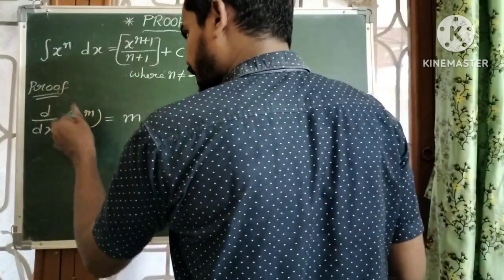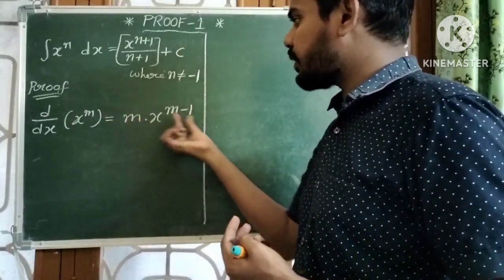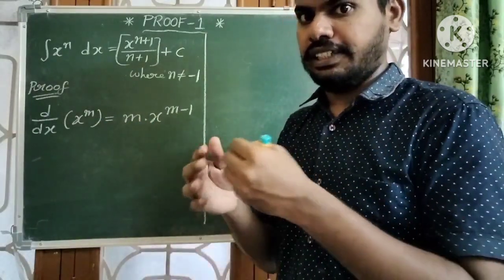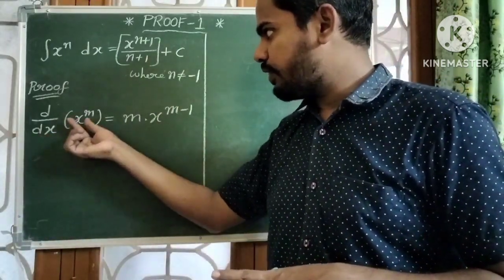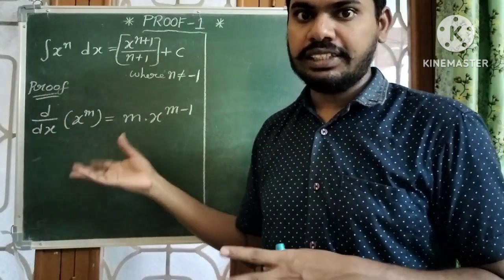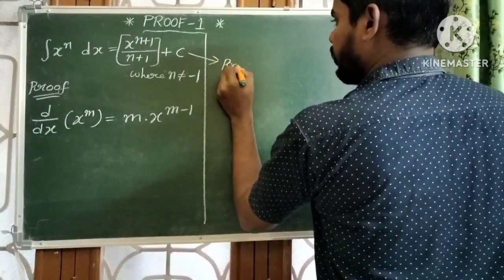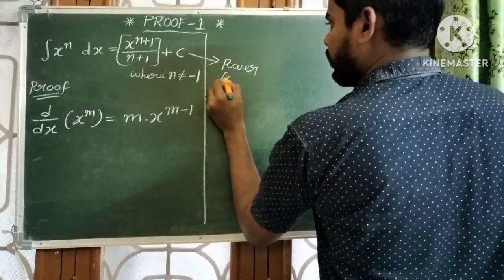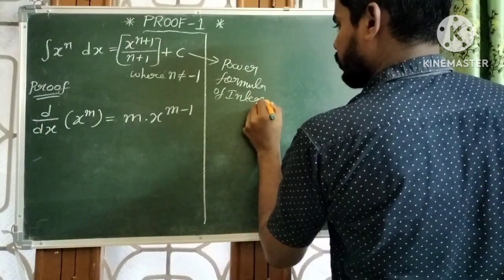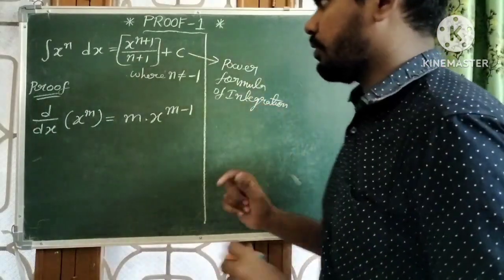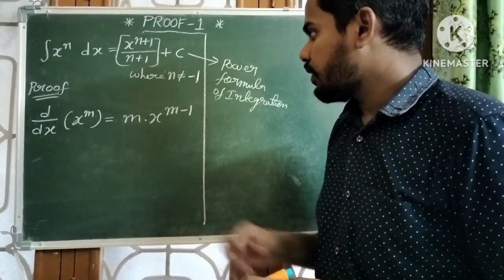If I consider m instead of n, d by dx of x power m is equal to m into x power m minus 1. I just replaced n by m. So this is the formula for the derivative of x power m with respect to x. This is the power formula of integration. So d by dx of x power m is equal to m into x power m minus 1.